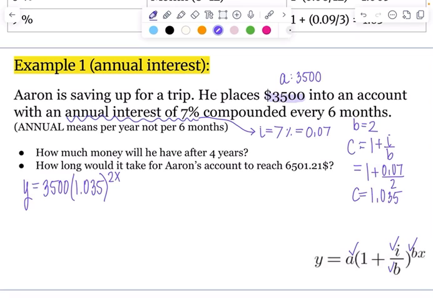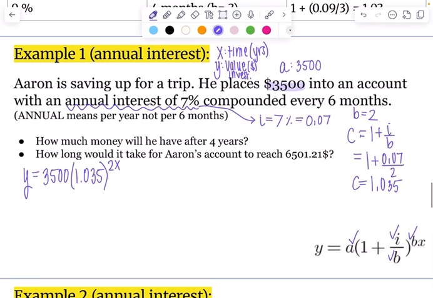Now that we have our rule, we can answer the question. How much money will you have after 4 years? So now they're asking how much money will you have. So the Y value is money in this case. So X is time in years. And Y is value in dollars of investment.